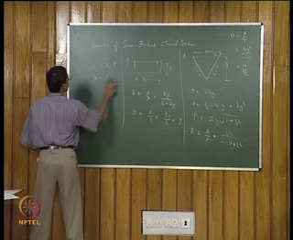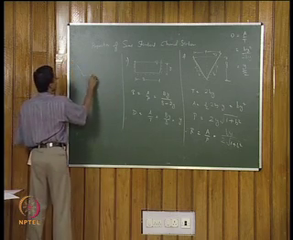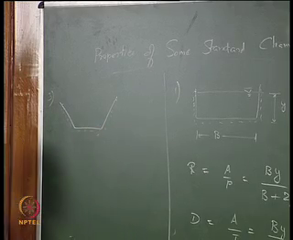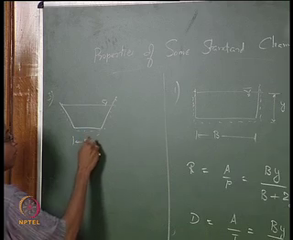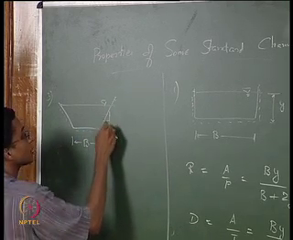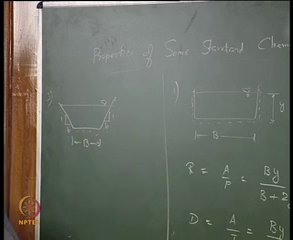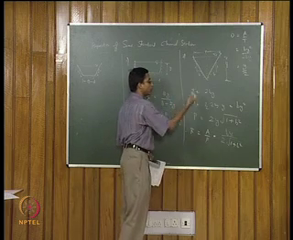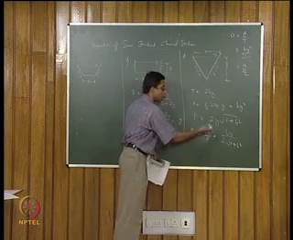You can evaluate on your own what happens for a trapezoidal cross section. For a trapezoidal cross section of bottom width b, side slopes 1 is to b, you just evaluate all these hydraulic parameters. First the top width, then the area of cross section, wetted perimeter, hydraulic radius and hydraulic depth.